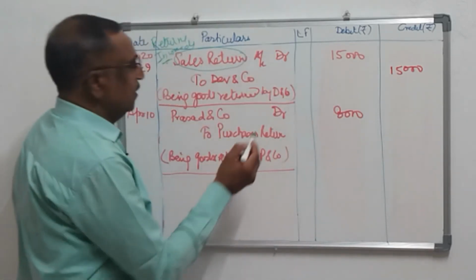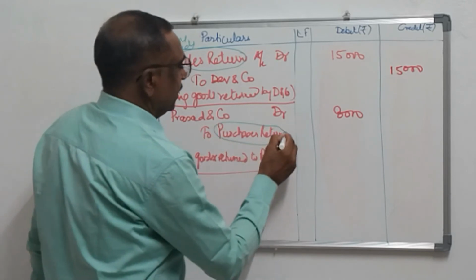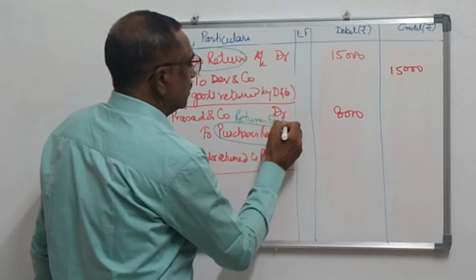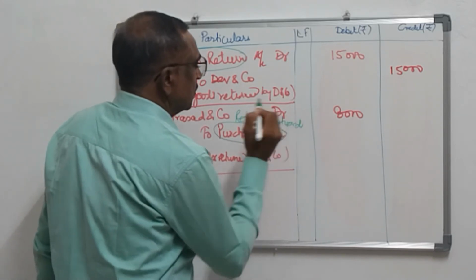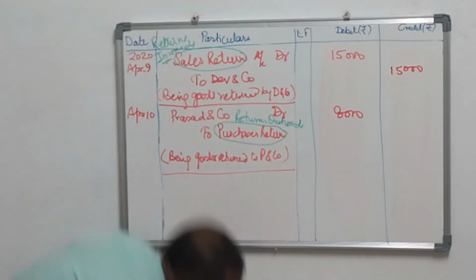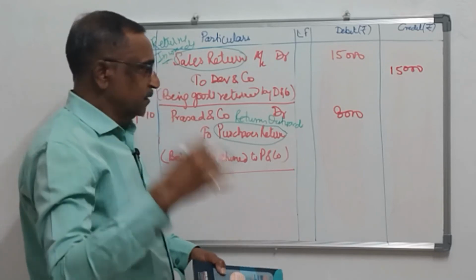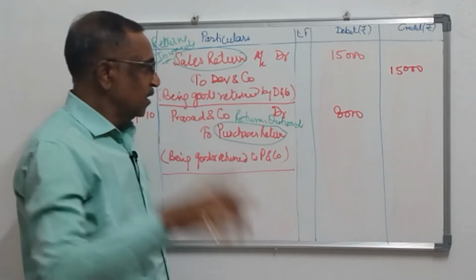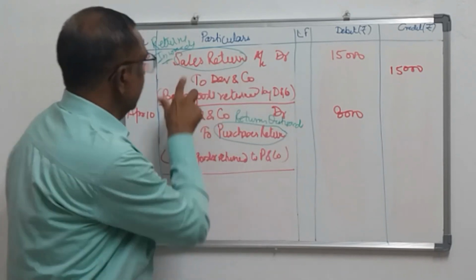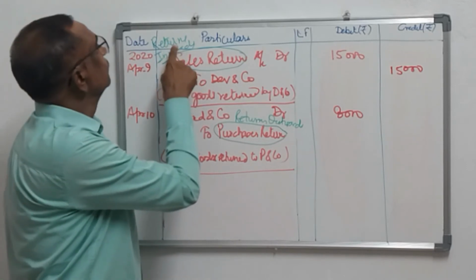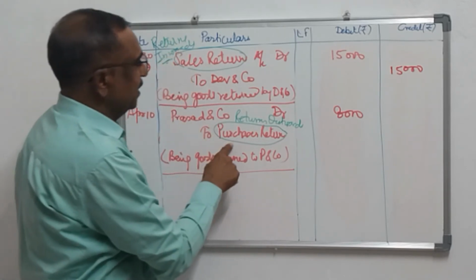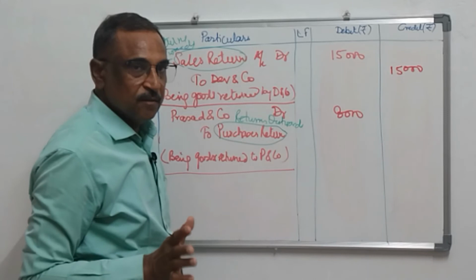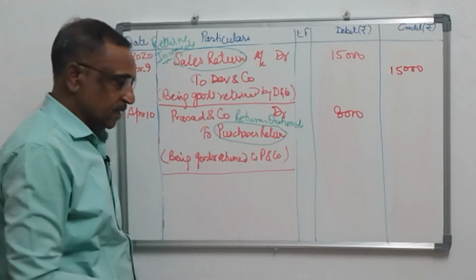Now let me tell you one thing more. Purchase returns is also known by the name returns outwards. Why is it known as returns outward? Because goods are going out. When you purchase goods, goods come in. When you return, it goes out. So returns outwards. So we can say sales return is also known by the name returns inwards, and purchase return is also known by the name returns outward. You can use either of these terms, no issue. Both are correct. Clear?